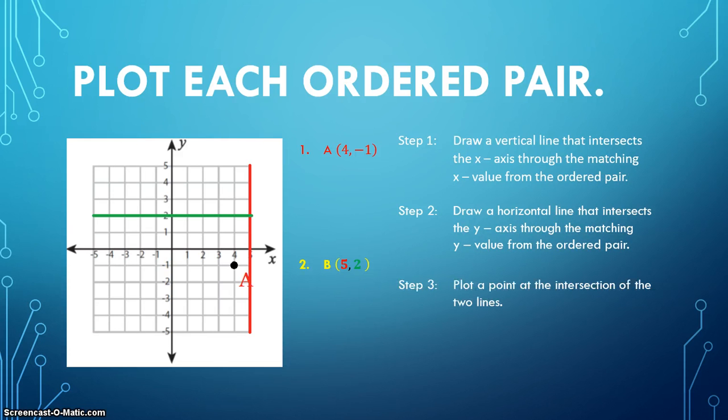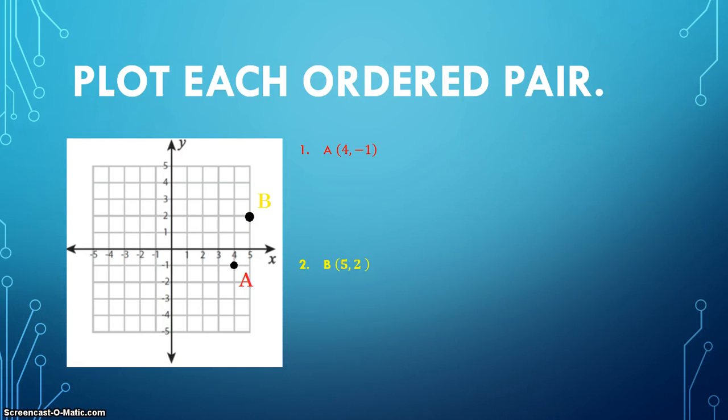We move on to step 3, which is we're going to plot a point where they intersect. So we're going to plot a point, label it B, just like so. And move on to step 4, which is just erase the lines. So we're going to erase the lines, just leaving the point B and the label for point B, and voila, we have them both graphed. A is in the fourth quadrant, B is in the first quadrant.